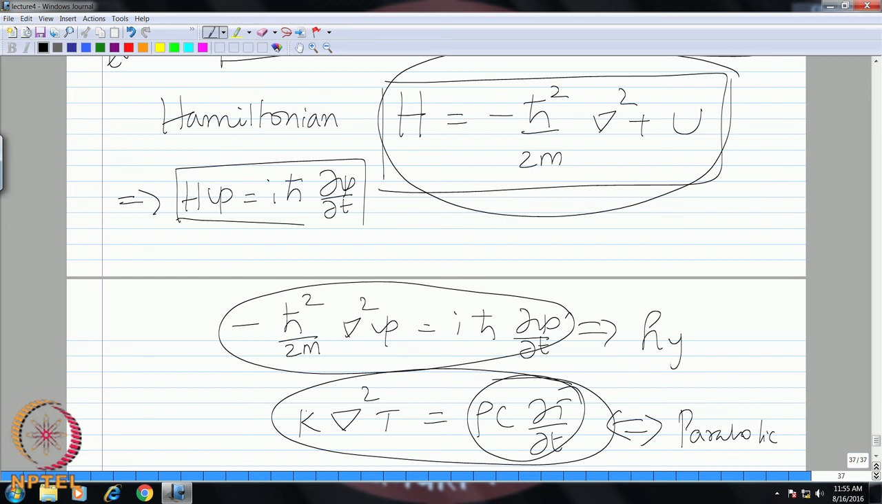This is called a hyperbolic equation. That is why it is a wave equation. Any wave equation is hyperbolic. What is bringing this hyperbolic nature is this imaginary number i. If there was no imaginary number, this equation would be parabolic, right. So, what brings the hyperbolic nature to Schrödinger's equation is essentially this imaginary number. Without it, it is not a wave equation.